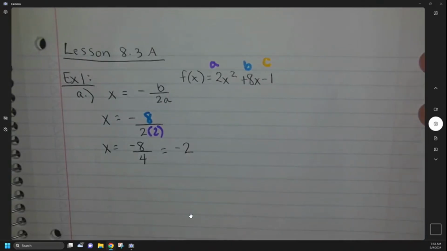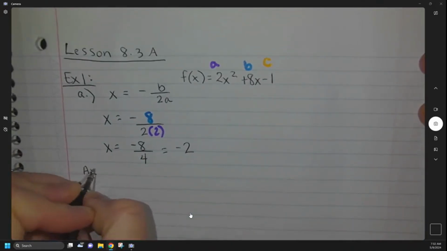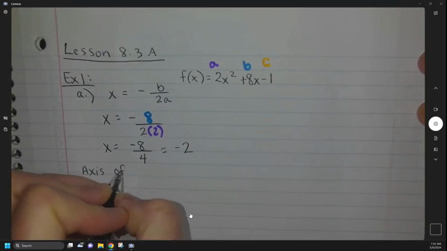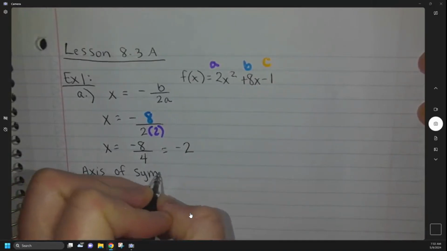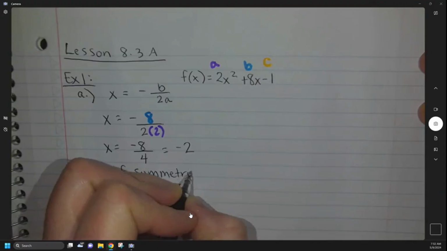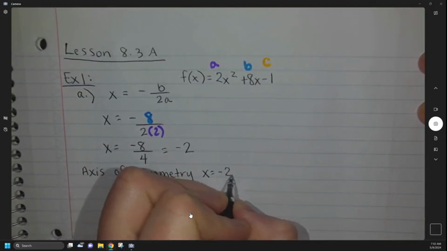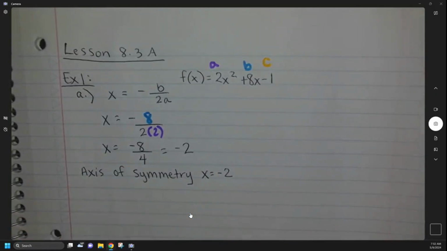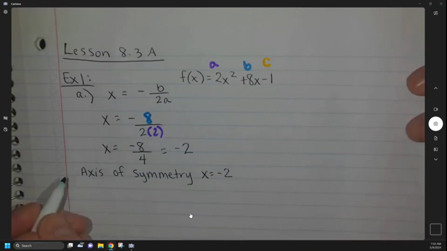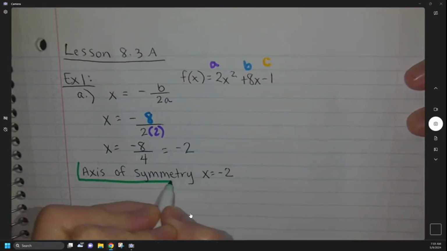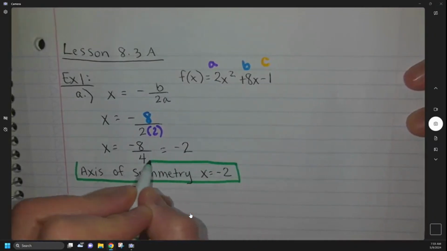So we know that our axis of symmetry is x equals negative 2. Because remember that it's that vertical line, and that vertical line is going through at negative 2 on the x-axis.